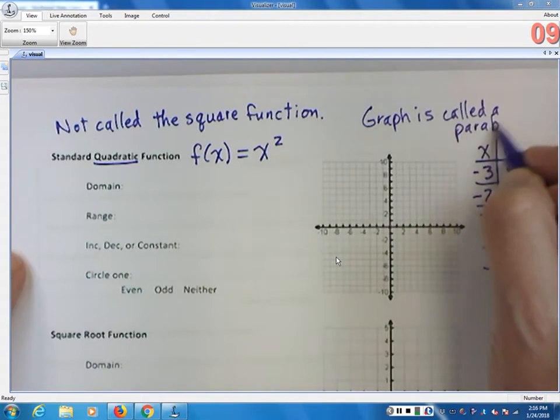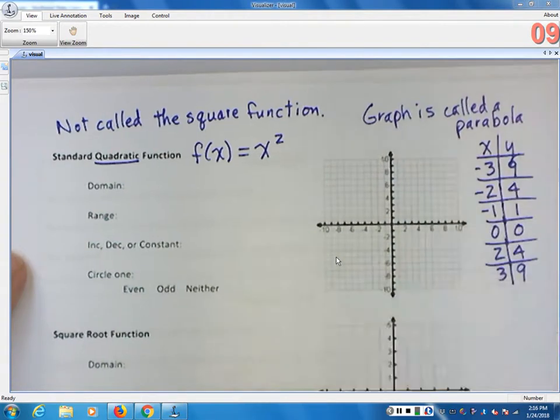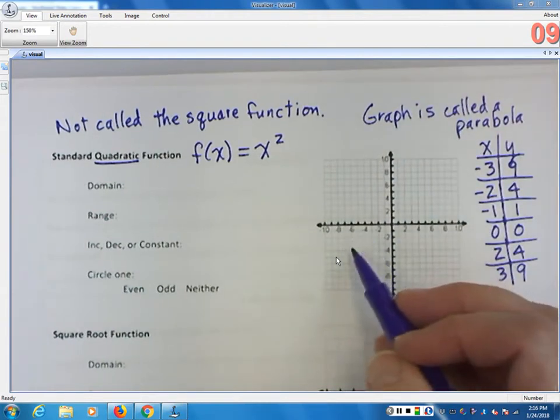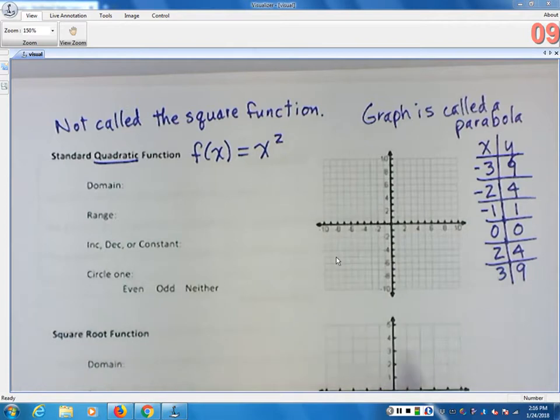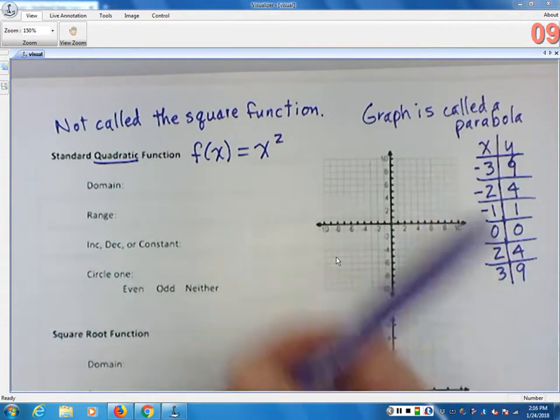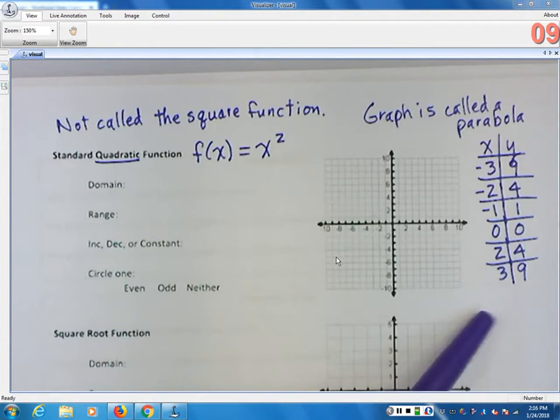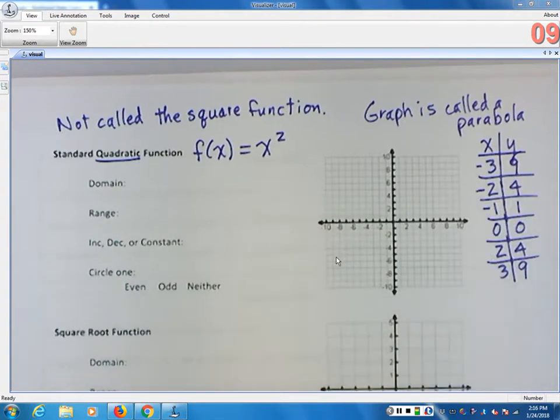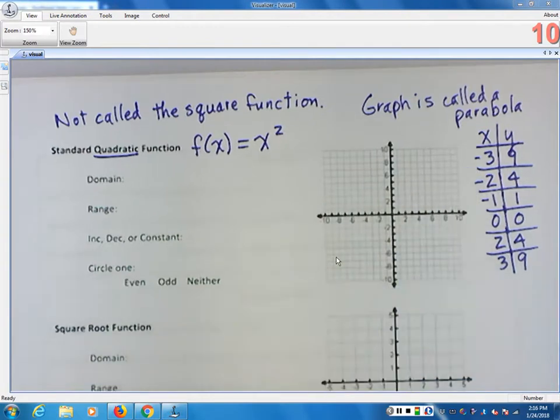How did you start with the negative 3? Where did you get that from? Well, I knew if I started with negative 10, 100 wouldn't be on there. So you just pick convenient values of x, and then you find y by squaring it. And you can square it on your calculator too. But when you square a -3 on your calculator, you have to have parentheses around it, because -3 times -3 gives you a positive.